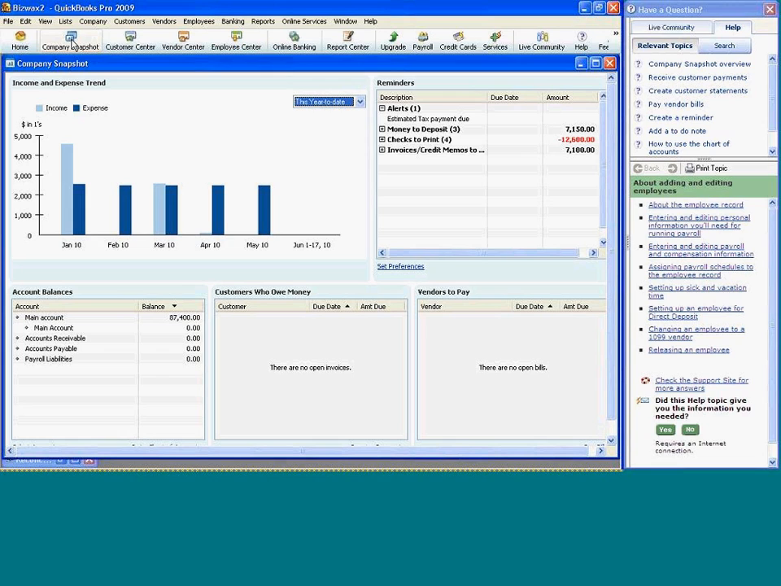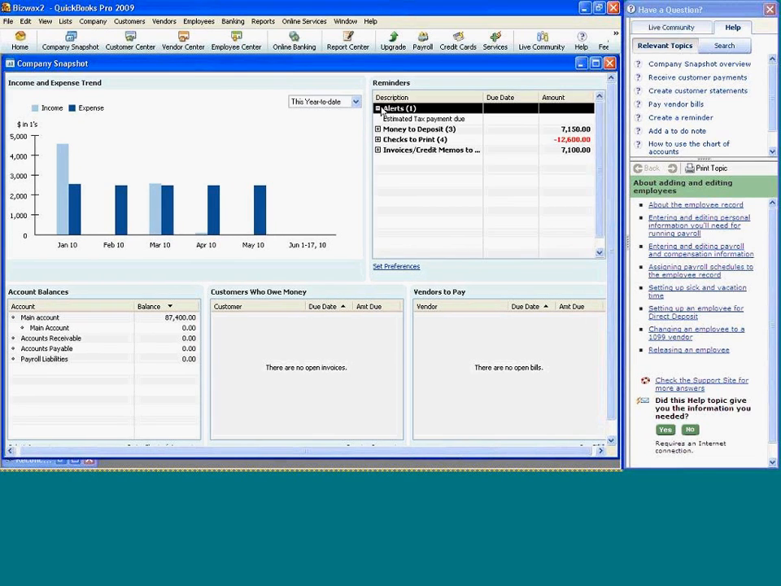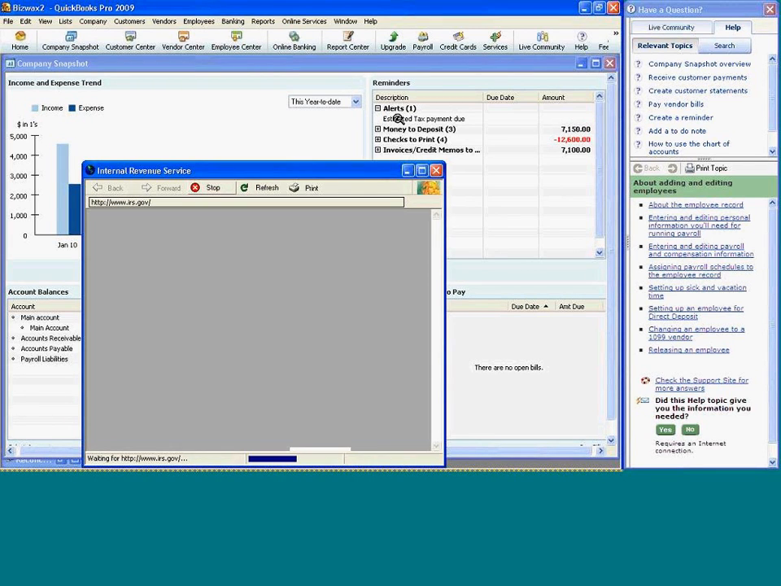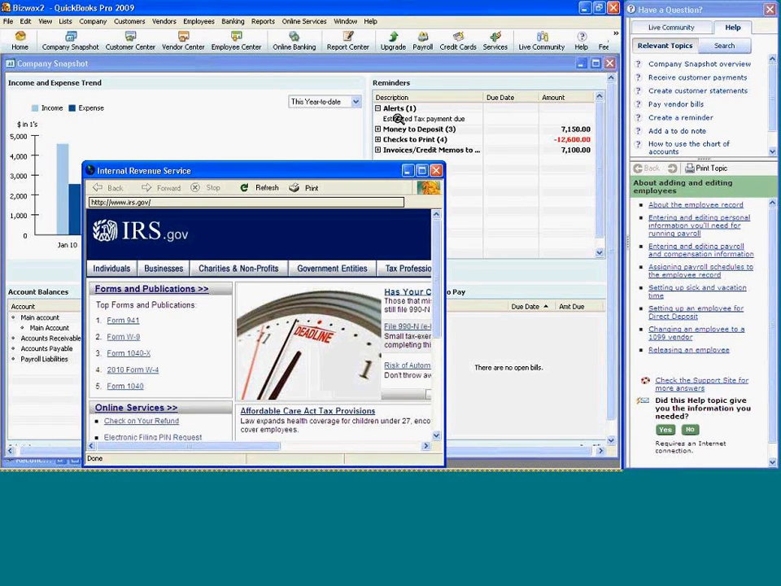It shows over here the reminders that we have $12,600 of checks to print. I said we wrote them all. Then the invoices were $7,500. We had $7,150 to deposit. And then, very interesting over here. This is going to the IRS now.